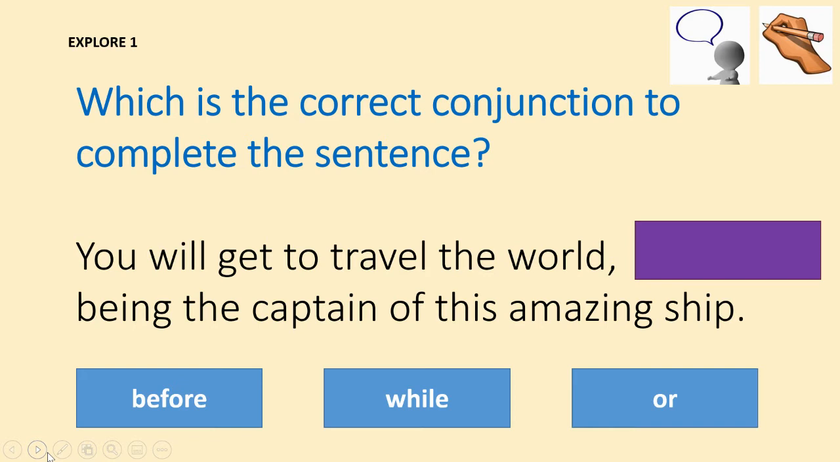Let's try while. You will get to travel the world while being the captain of this amazing ship. Well, that sounds correct because you'll be traveling the world and being captain of the amazing ship at the same time. Okay, well, let's just check that or doesn't fit. You'll get to travel the world or being the captain of this amazing ship. Now, that doesn't make sense at all. So, yeah, while will be the correct answer there. So we can click. And while is the correct conjunction for that sentence.